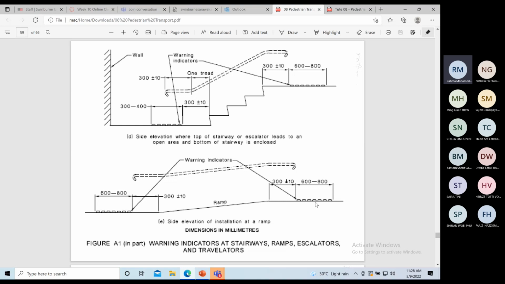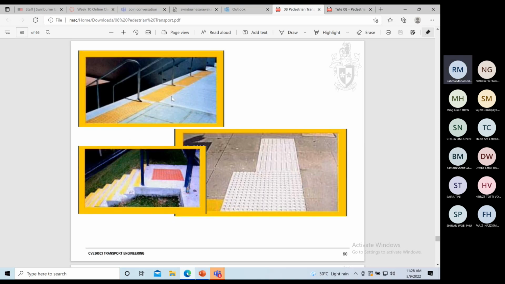And in this case, after this hazardous tile, then you have a ramp. Or it can either be an escalator or travelators. Yeah, the same thing. You have hazard tiles here, and in front you have staircases. Same here, hazardous tile and staircases.